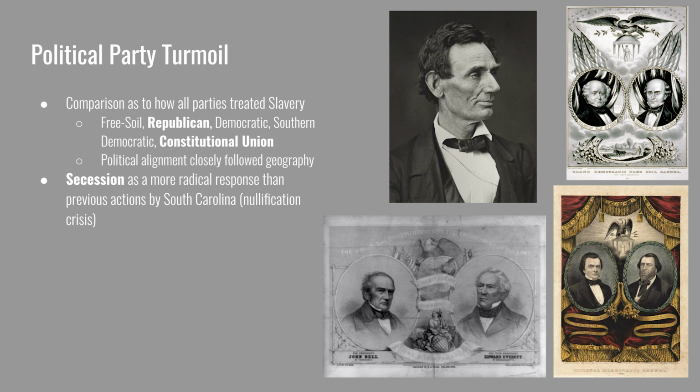The Free Soil Party wanted to end slavery's expansion into new territories. When the Republican Party was created in 1854 and gained more support, Free Soilers began to join. In the 1860 Republican Party platform, they take a firm stand against slavery and say that they don't want it to expand beyond where it already exists. The Democratic and Southern Democratic Party were split on the issue.